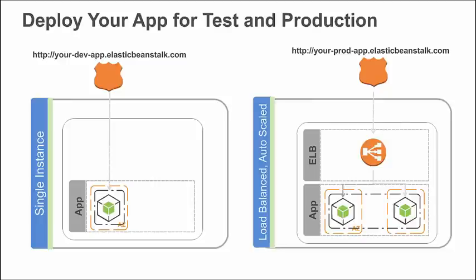Elastic Beanstalk environments are very flexible and can be configured to match your use case and scale appropriately. Perhaps your development environment only needs a single instance of the application version you're testing. There is no need to scale. On the other hand, your production environment on the right here can use an elastic load balancer and auto-scaling to meet your application demands.